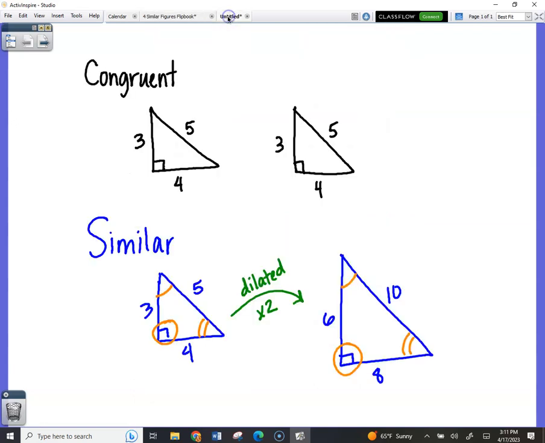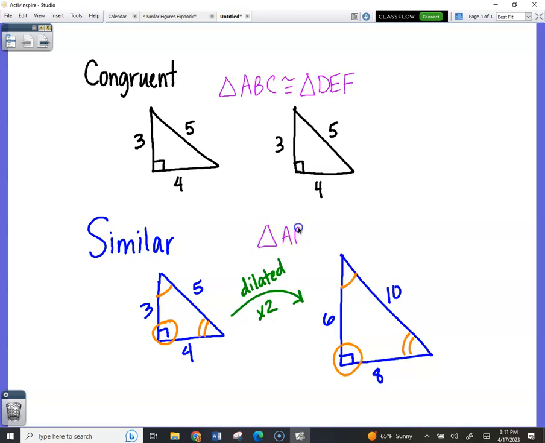Come back over here to this. Do you recall triangle ABC is congruent to triangle DEF? That congruent statement told you exactly what angles were congruent to each other and what sides were congruent, right? Do you remember that? Okay, the same thing is true with similar.